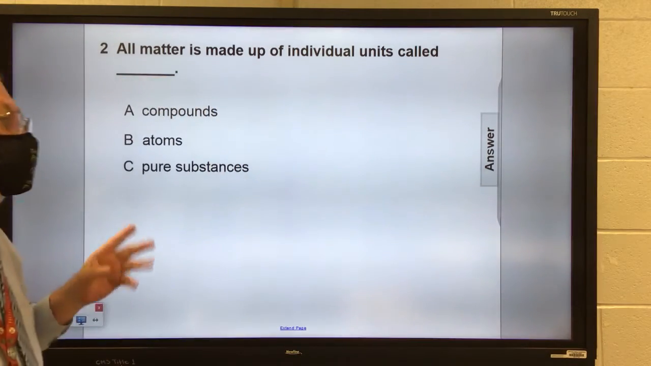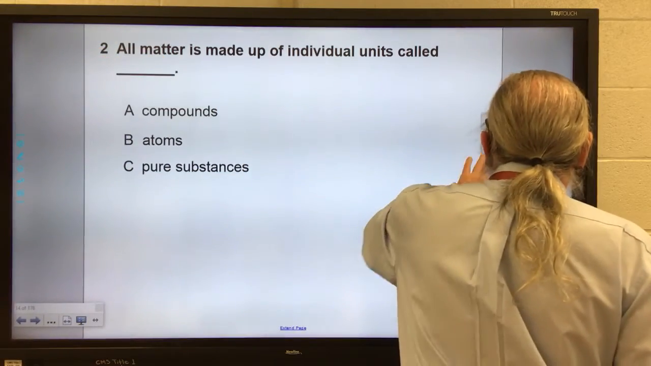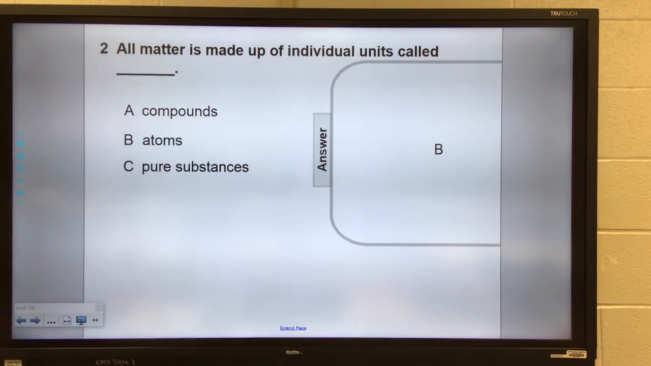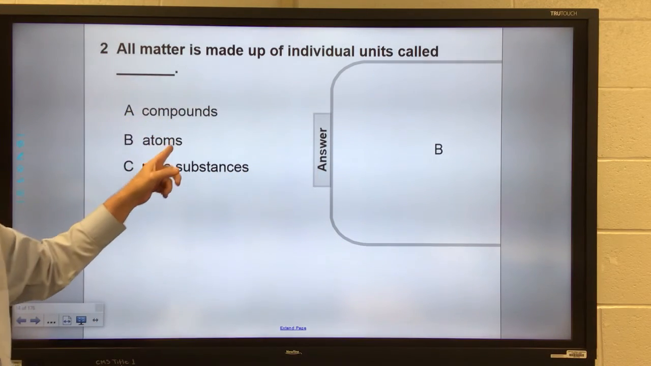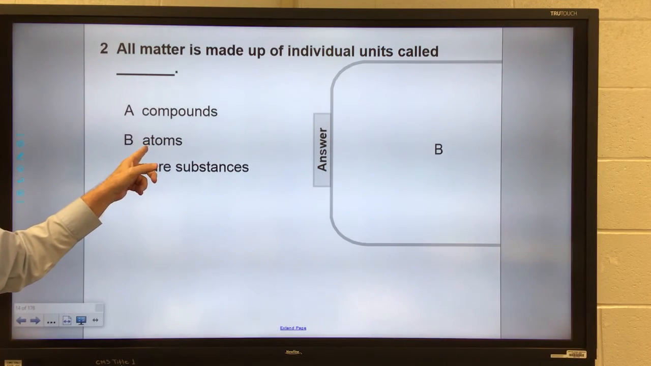Okay, you say atoms. Okay, so let's take a look at the answer. It's probably gonna be A. You think? Oh, it is B, atoms. Look, all matter is made up of what? When you hear this, what's it made up of? Atoms. Okay, atoms.